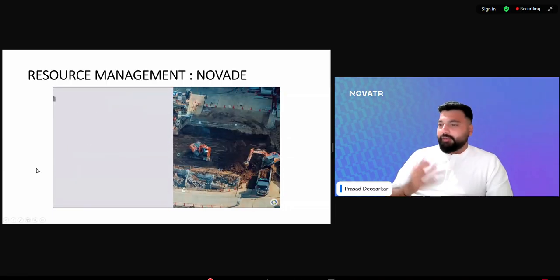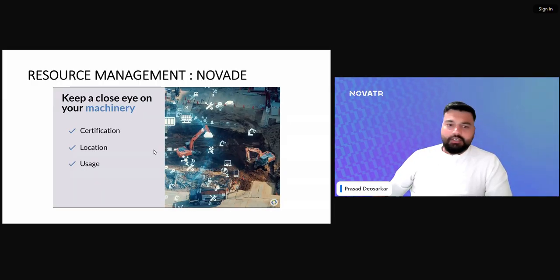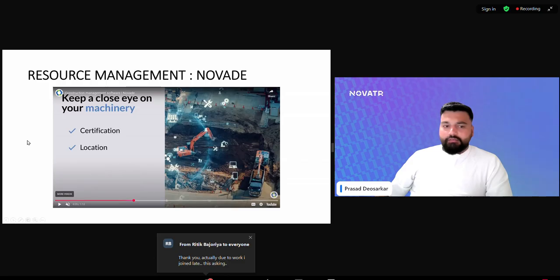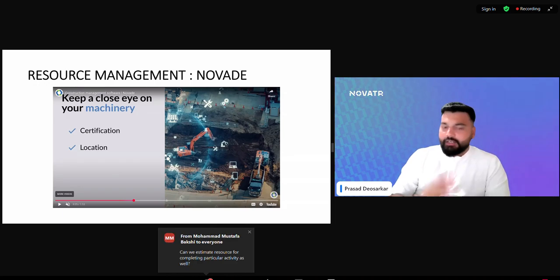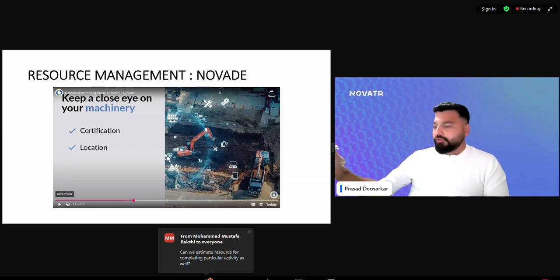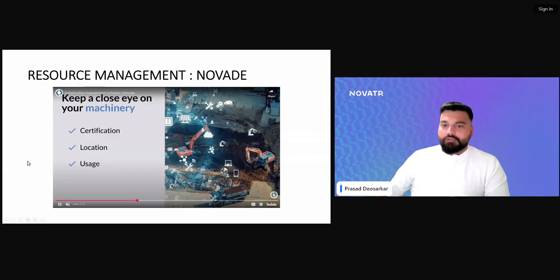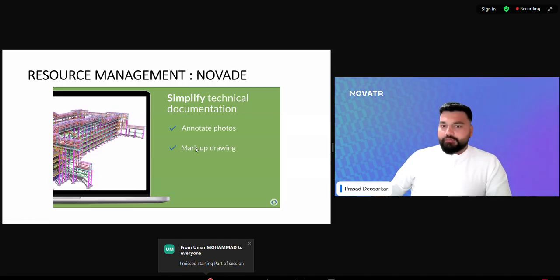Novate brings field to BIM. And you keep a close eye on your machinery. You can check on its certification, location, and usage. So what is the meaning of this? Whatever machinery you are using, you could keep all the data of this particular equipment on the app, on the phone, and then pass it on to all the estimators and procurement guys on all the equipment currently being used on site. You can track its location, and also track its usage using such software. You can annotate photos and create markups.